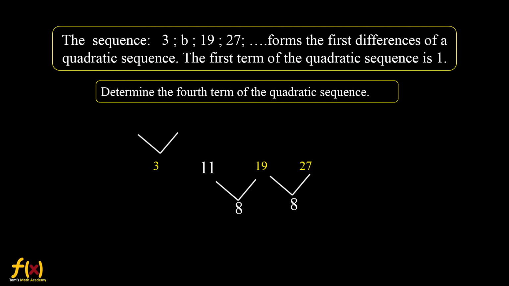quadratic sequences. Okay, so if we have the first differences now, look at that. First term is given in the question, 1. So the second term must be 1 plus 3, 4. And the third term must be 4 plus 11, 15. And for the fourth term, 15 plus 19 gives us 34. So T4 is equal to 34. We got the answer.